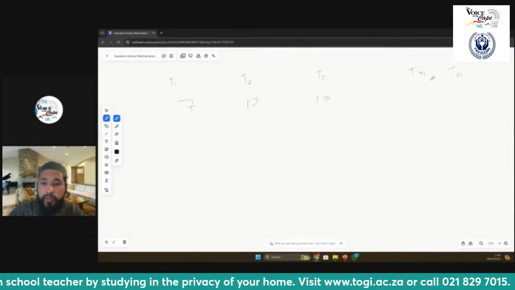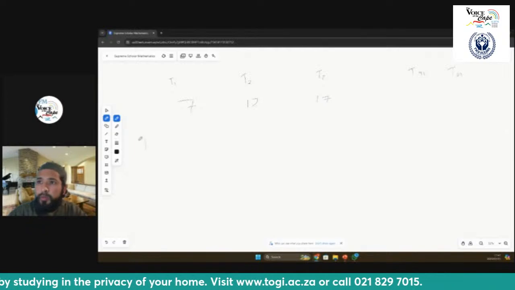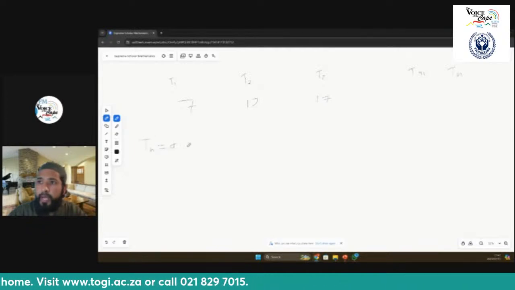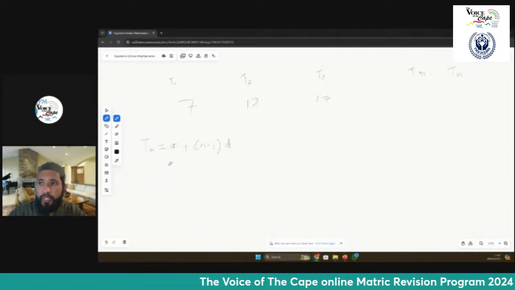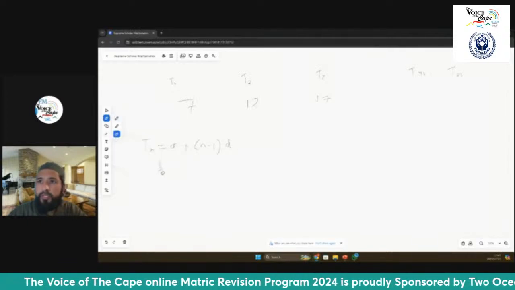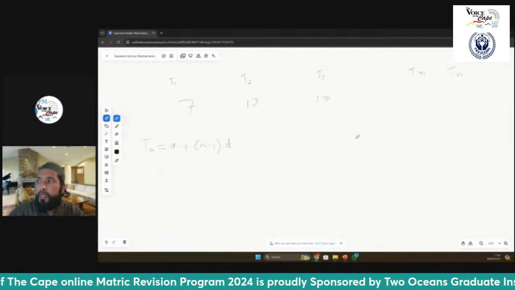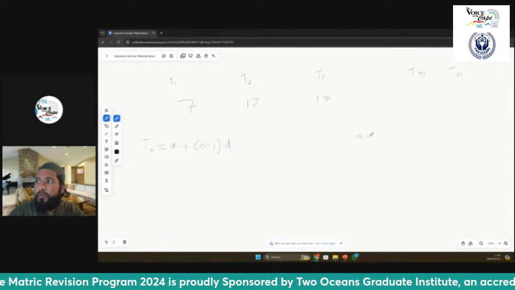The first thing we're going to do is find the general formula. So we remember that Tn is equal to A plus (n minus 1) d, right? Now we need to find a value for A, and we need to find a value for D. Well, A is 7. So we could just put 7 there. A is equal to 7.